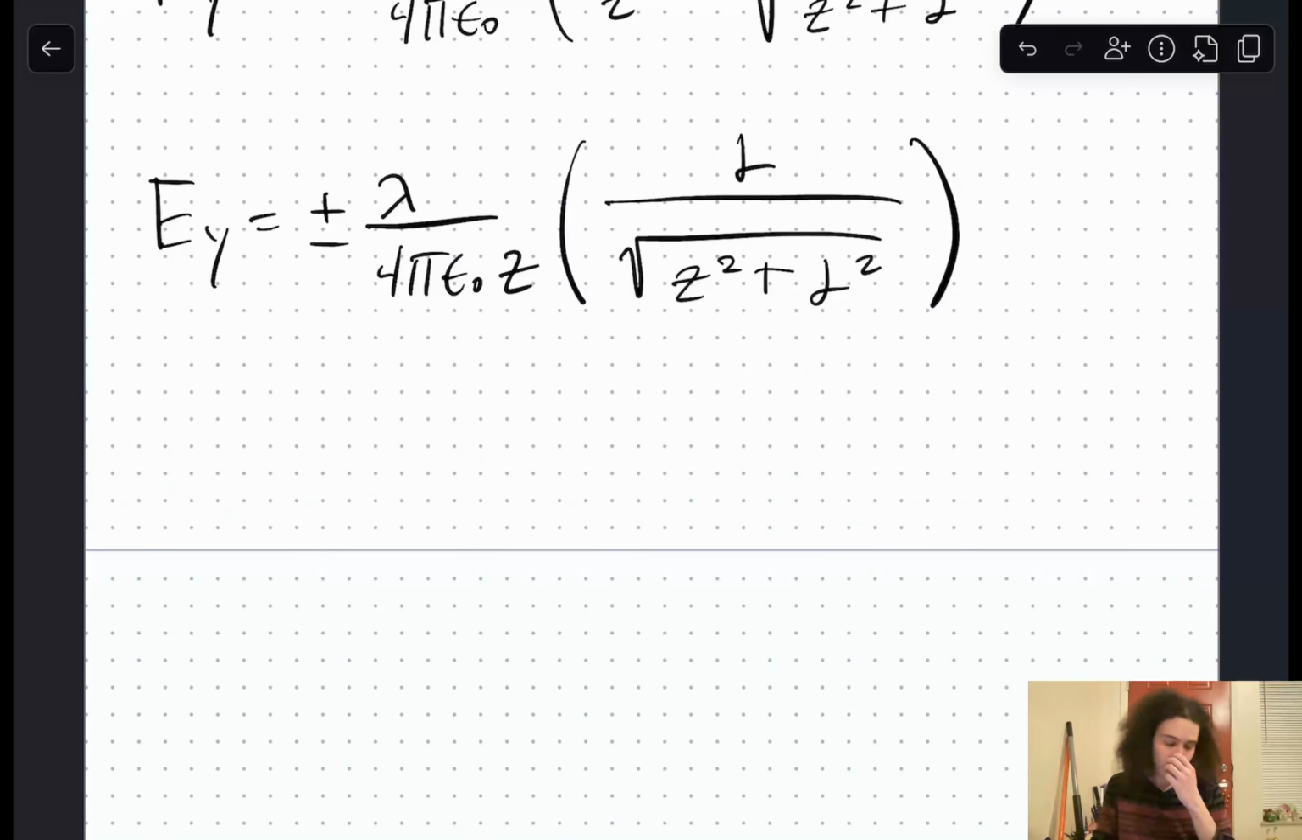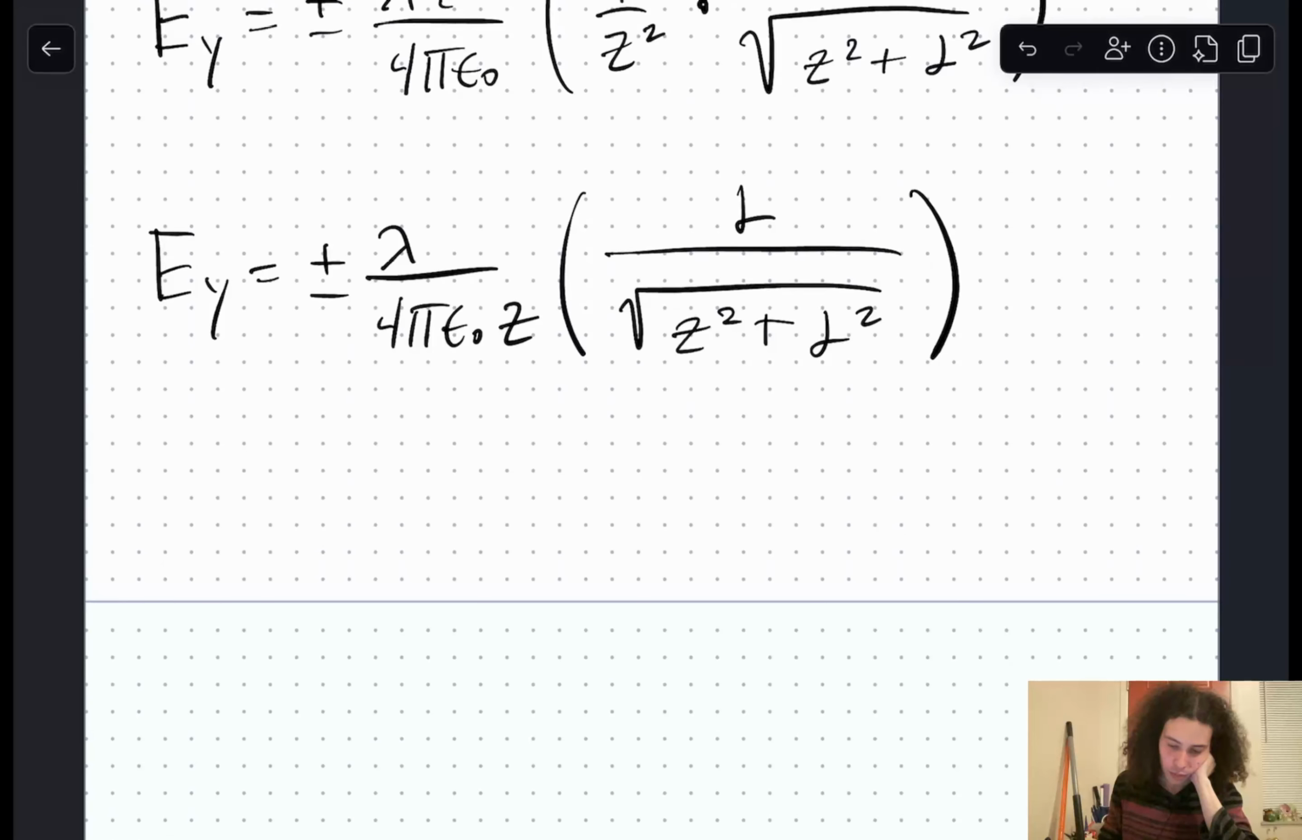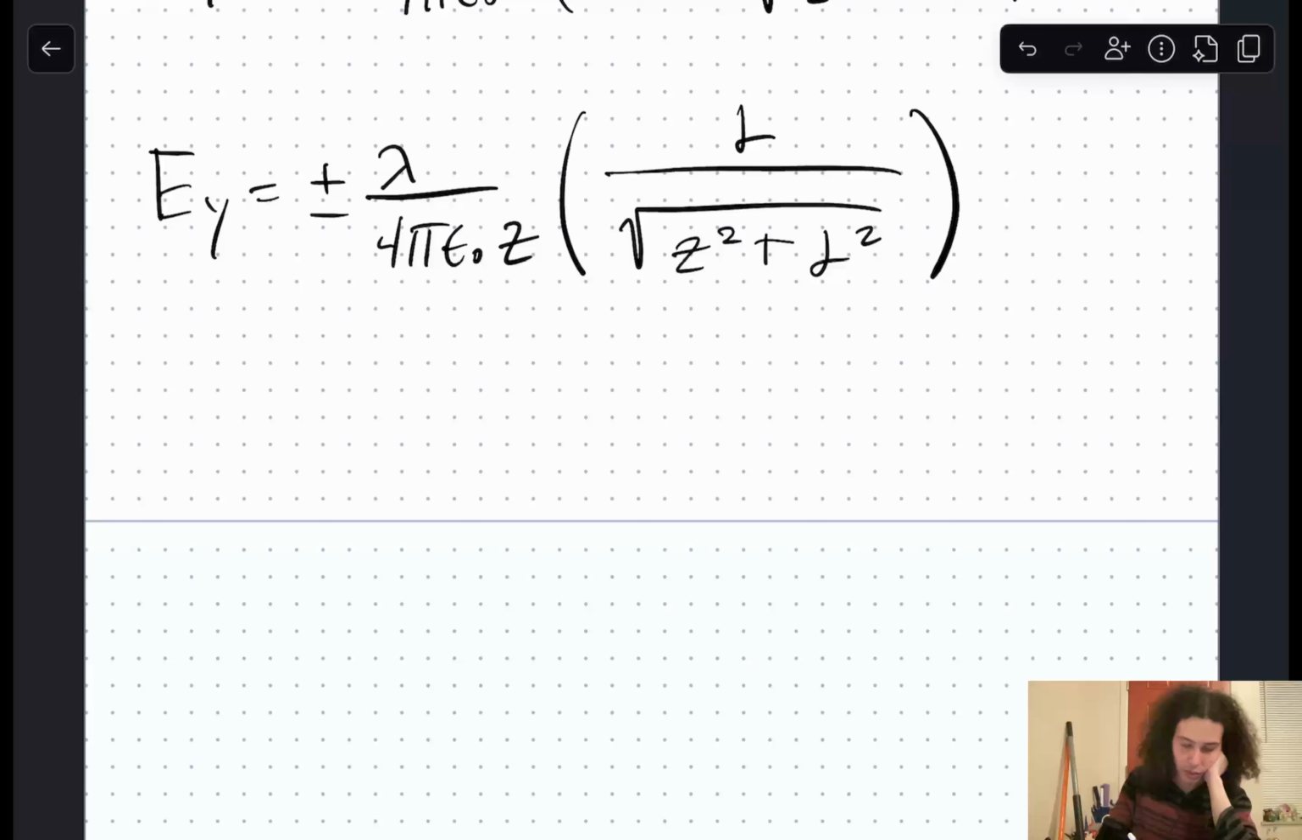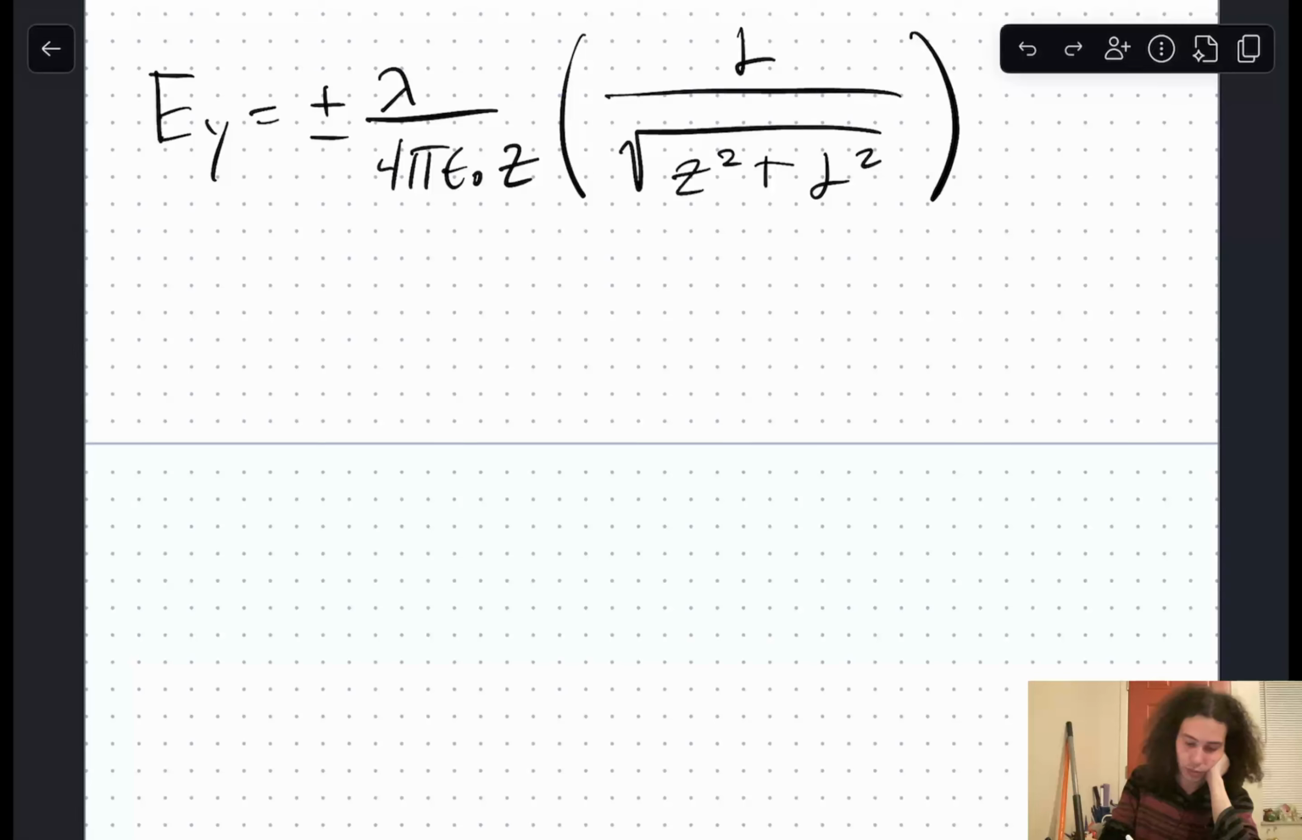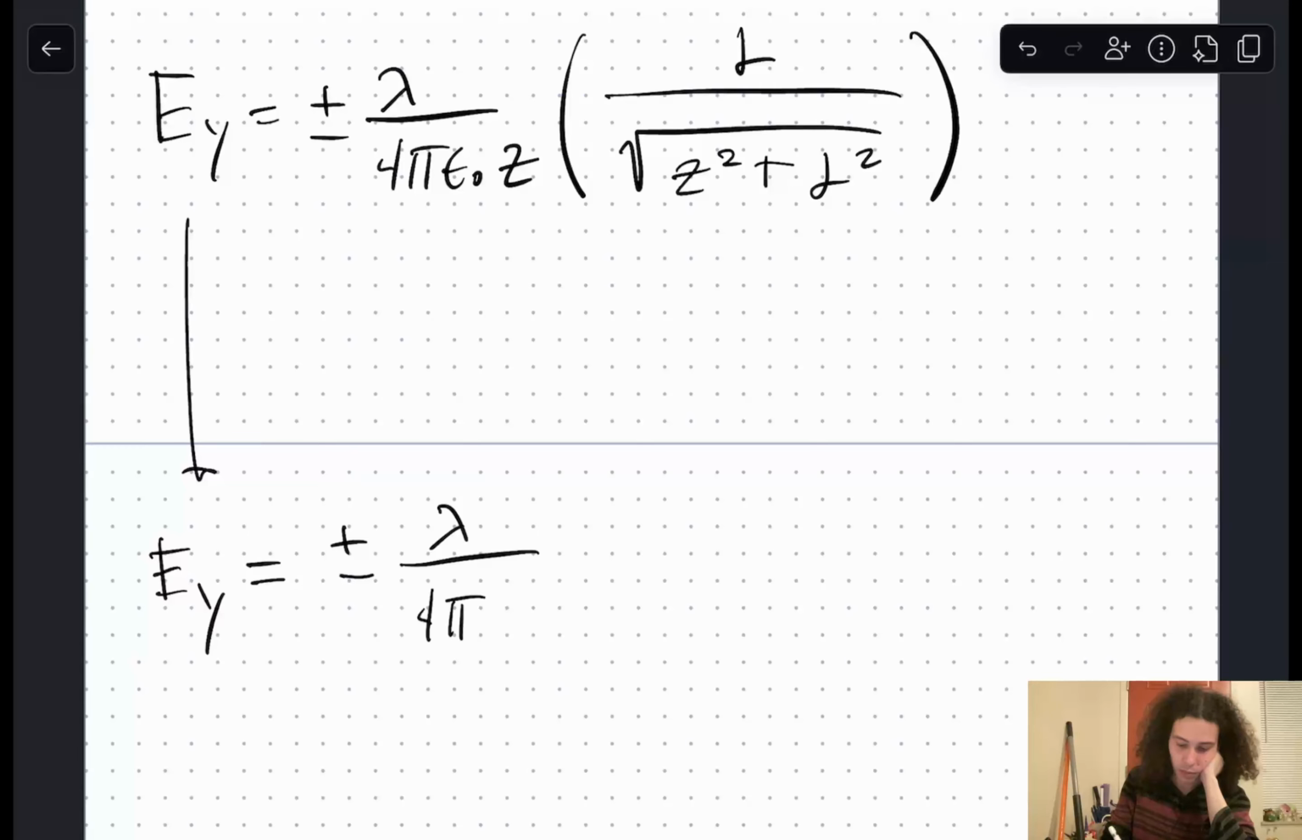I'm going to prepare this for limit analysis. So we have to do a little algebra here, just to turn this into an equivalent expression that favors limit analysis.